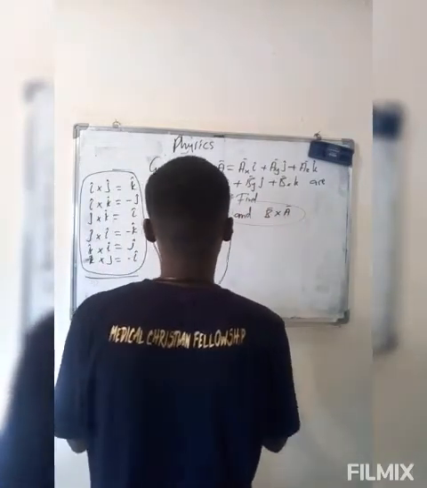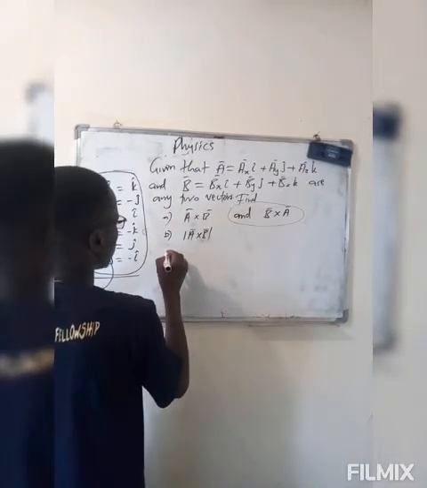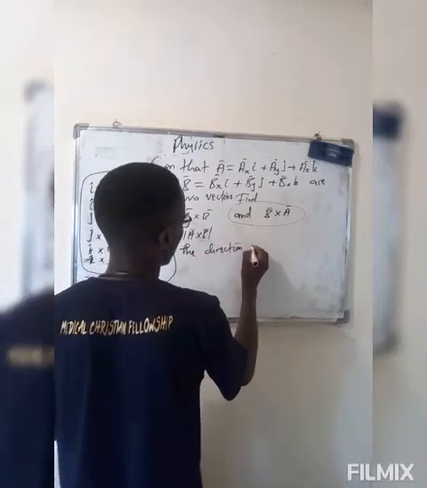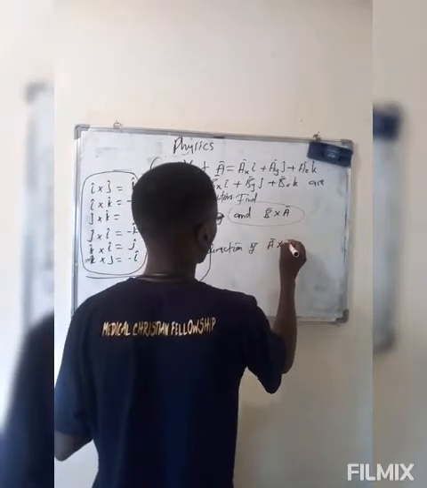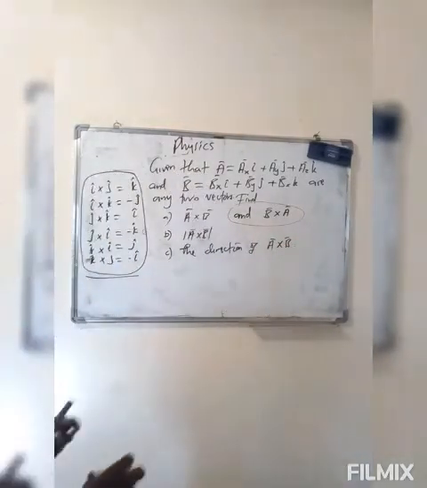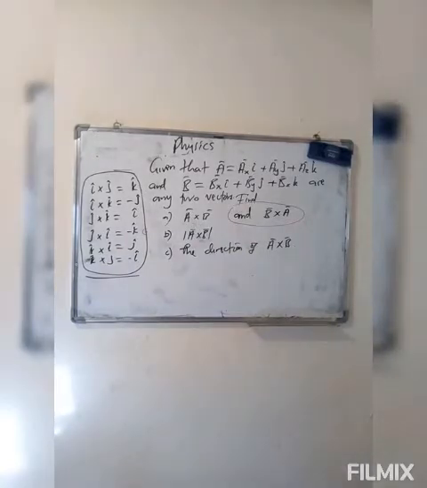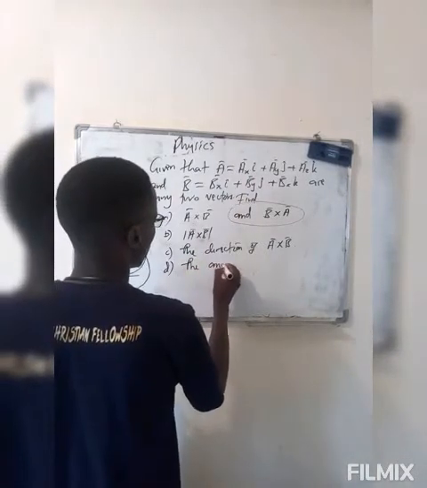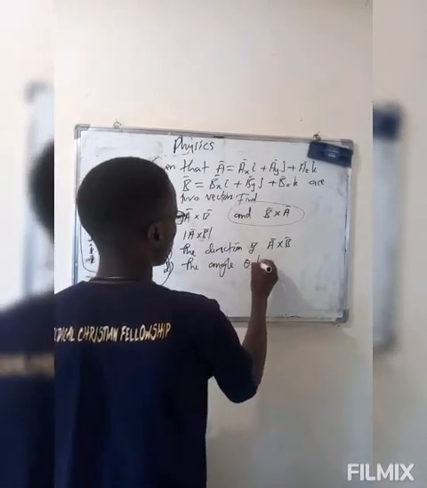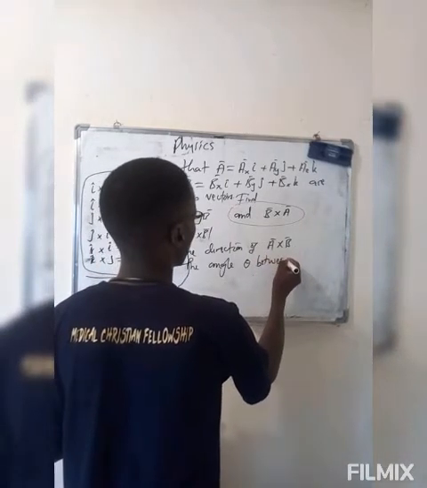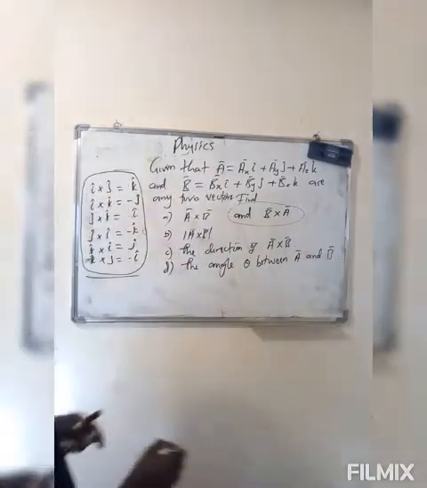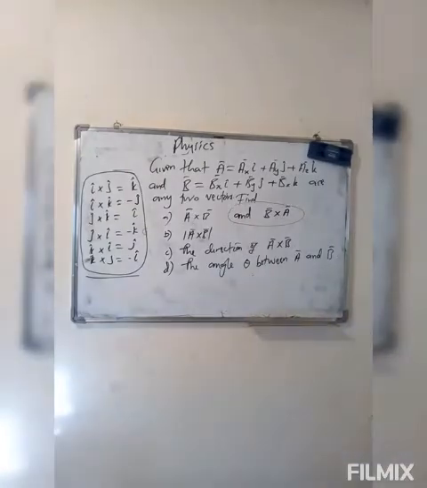Then part C, the direction of A multiplied by B. Then D, the angle theta between A and B. This is what we need to find.